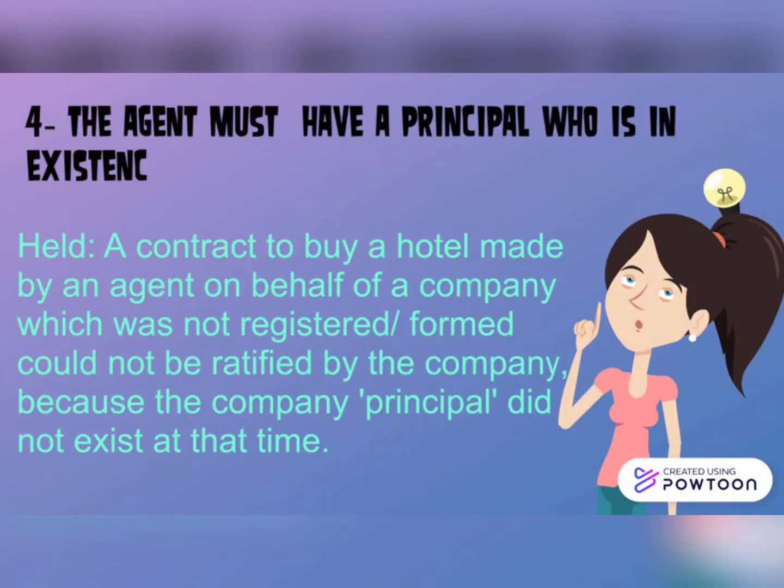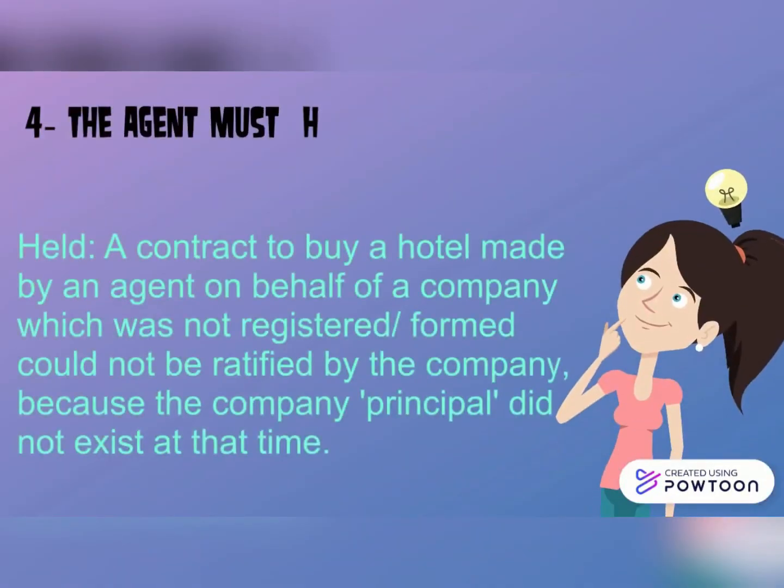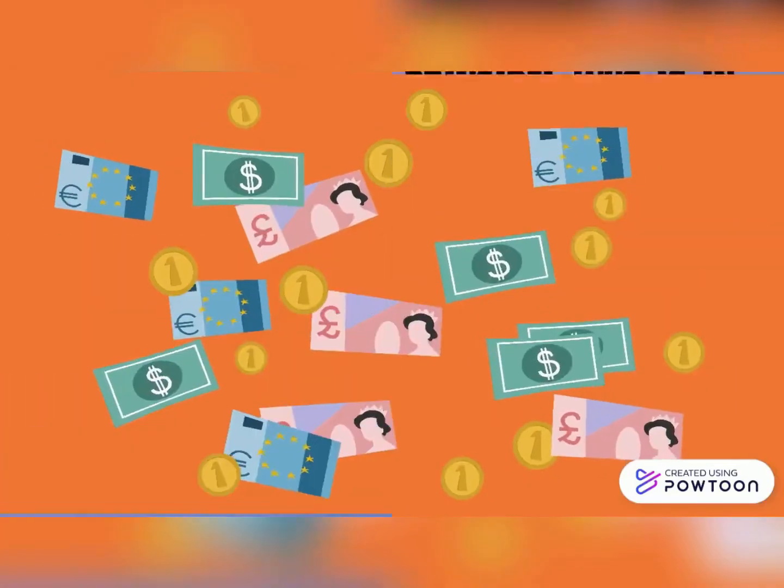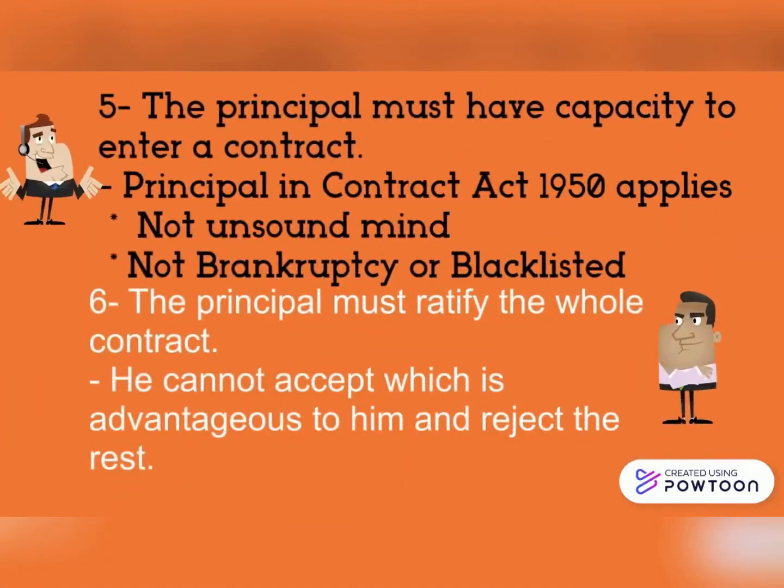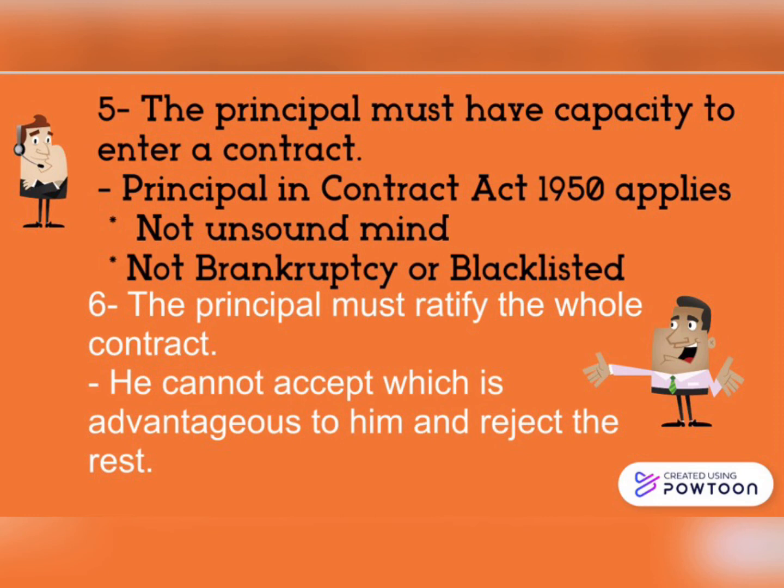Number 4. The agent must have a principal who is in existence. Held: a contract to buy a hotel made by an agent on behalf of a company, which was not registered, could not be ratified by the company, because the company's principal did not exist at that time. Number 5. The principal must have the capacity to enter the contract. This means the principal, under the Contract Act 1950, must not be of unsound mind, not bankrupt, and not blacklisted.